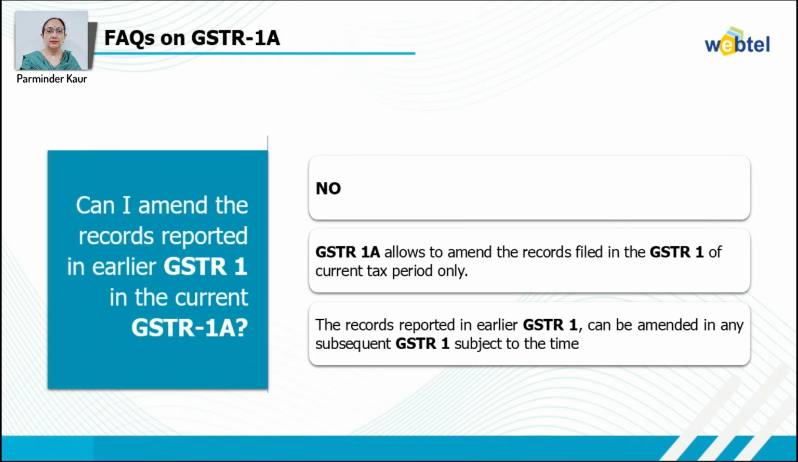Can I amend the record reported in the earlier GSTR 1 in the current GSTR 1A? No, GSTR 1A is allowed to amend the record filed in GSTR 1 of the current tax period only. The record reported in the earlier GSTR 1 can be amended in any subsequent GSTR 1, subject to the time.